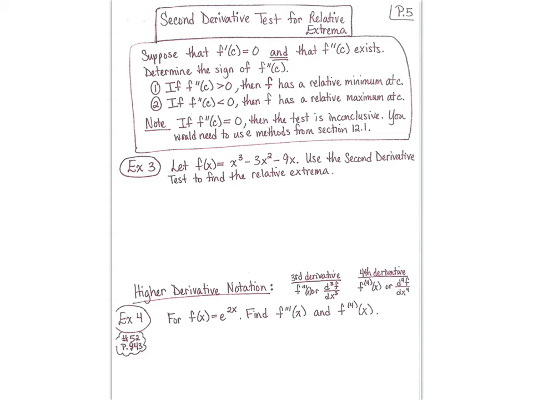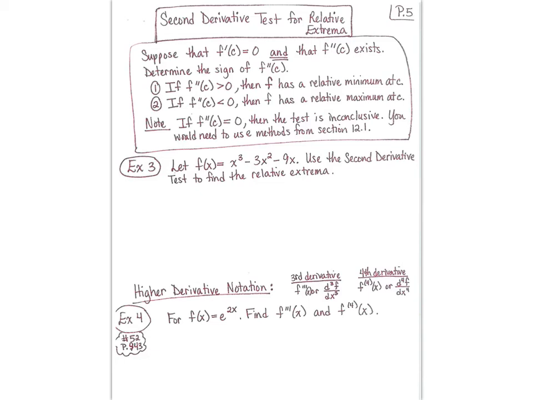So, example 3. Given f of x equals x cubed minus 3x squared minus 9x, we want to use the second derivative test to find the relative extrema. So, we first need to find, according to the definition, when f prime of c is equal to 0. We need to find that c.